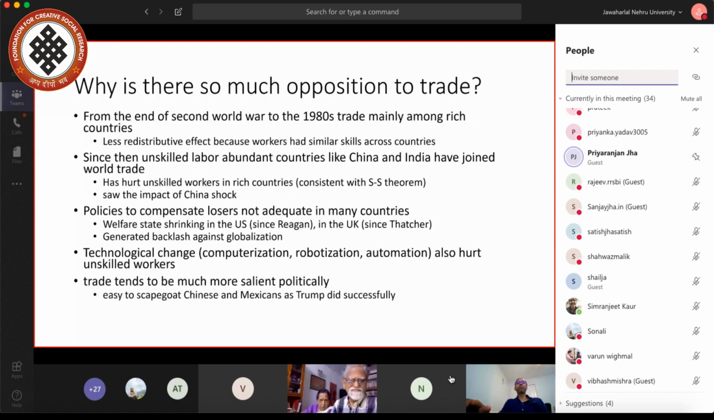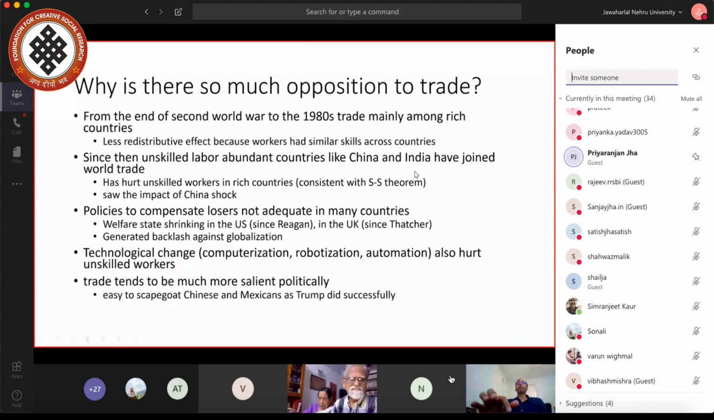And this is, I think, my last slide. I wanted to end here before opening to discussion. Why is there so much opposition to trade? Things have changed on the trade front. When you look at the pattern of trade from the end of the Second World War to the 1980s, trade was mainly among rich countries, like a two-way exchange of cars and things like that. So it did not have a lot of redistributive effect. If the US and Europe or maybe Japan are trading, there's not a lot of redistributive effect. Everyone is kind of gaining.